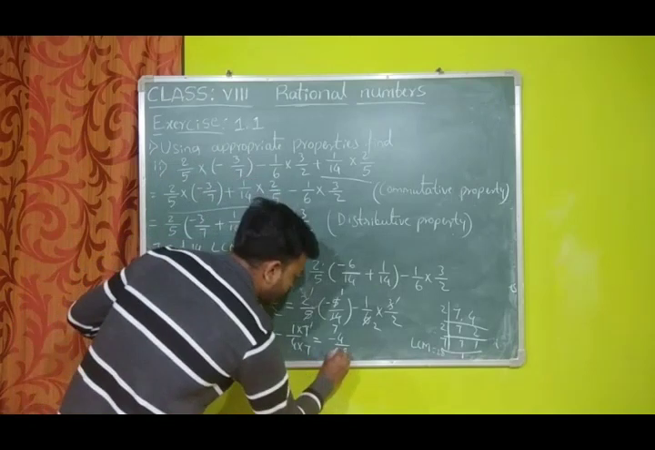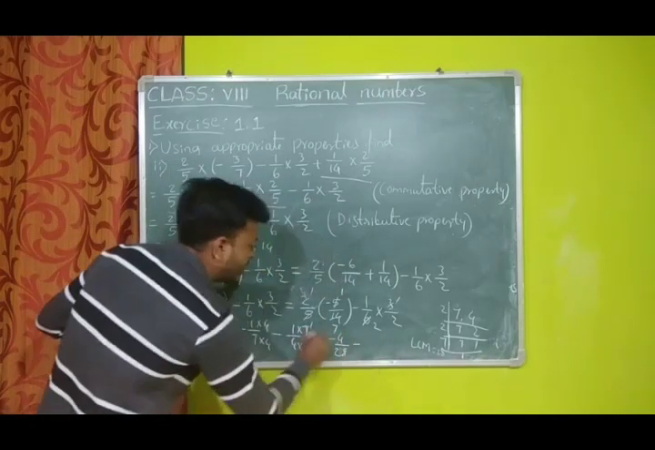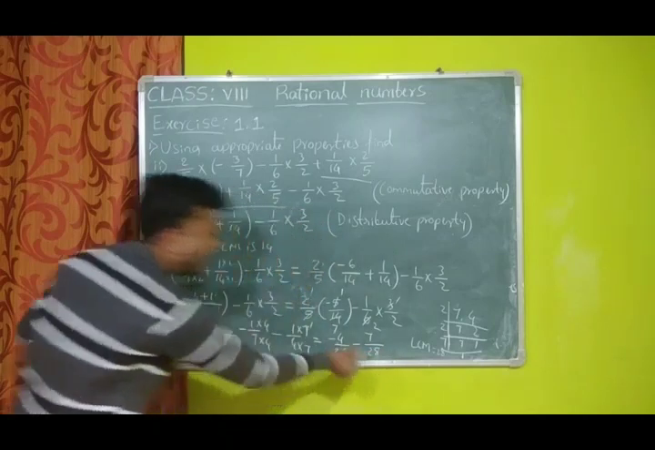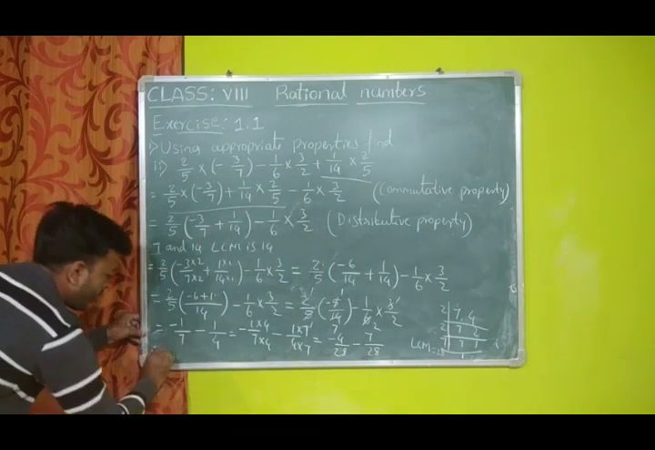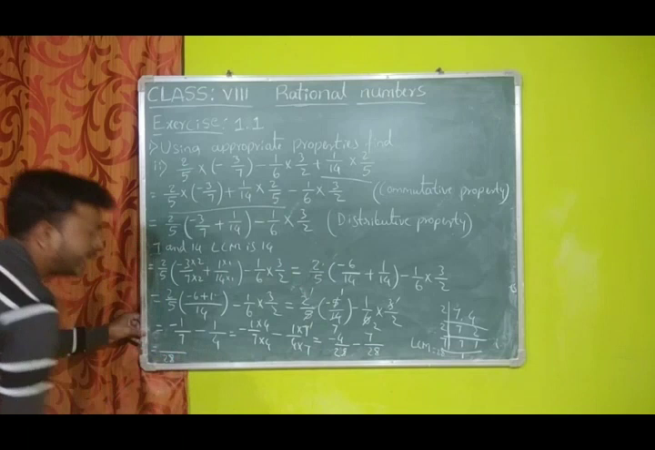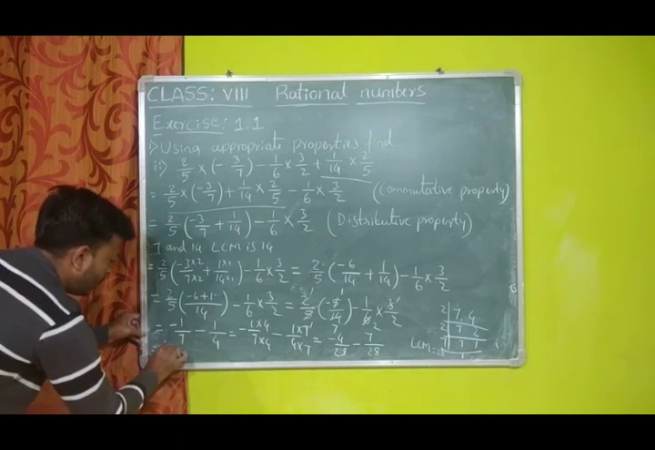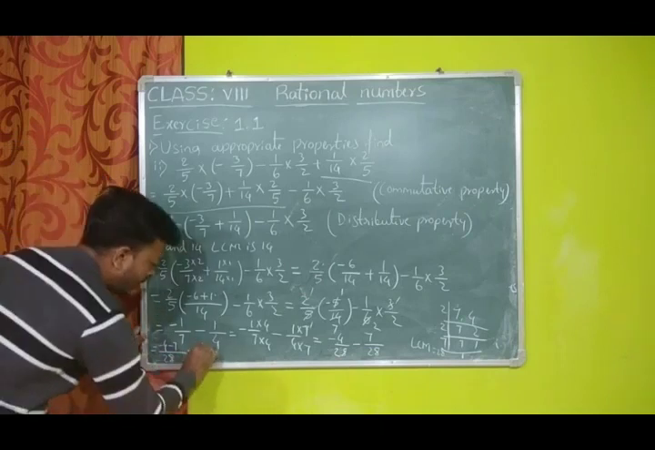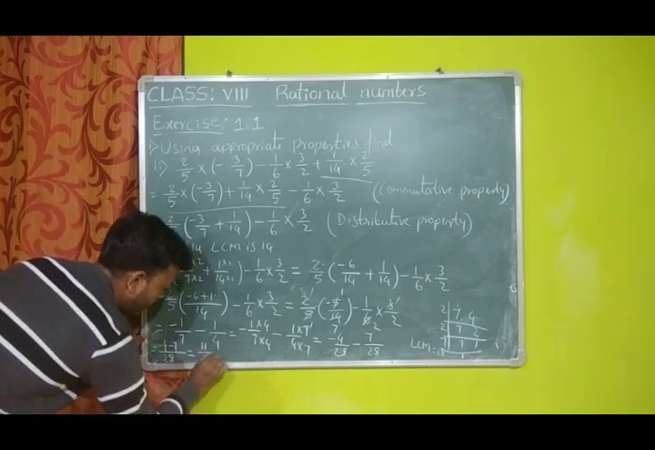Yes. Minus 1 7s are 7 divided by 4 7s are 28. Here also 28, there also 28. 28 and minus 4 minus 7. Minus minus plus. 7 plus 4 is 11 by 28.